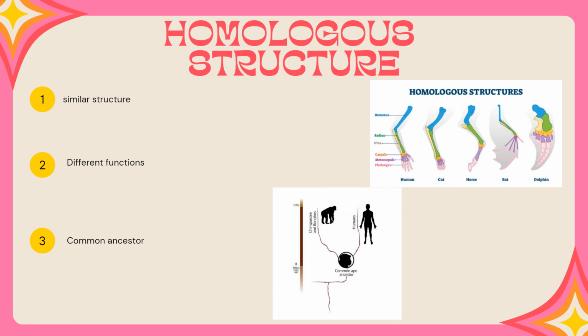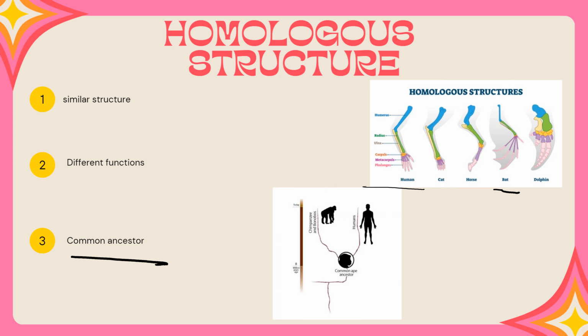Homologous structure. What do I mean by homologous structure? It is when we have a similar structure but different function. Let's say a human hand and a bat's hand. A bat uses their hands to fly. Humans use their hands to grab things and so on. So a bat and a human hand are made of similar things, like similar bones, but they're used for different functions. And both humans and bats come from a common ancestor.